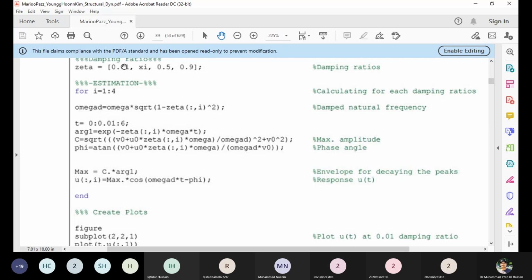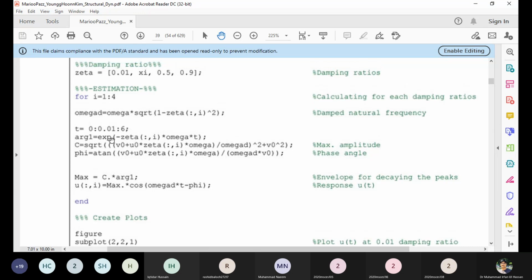So u is computed for all I values, because now what is the variable here? Omega d is also 4 values. That's why u will also get multiple values. And in addition, u is computed for every value of t, because t is also run multiple times. So t is also a vector, and for all values of omega, u is computed, so u becomes a matrix, because for 4 I values and for multiple t values, you will get 4 different columns of u.